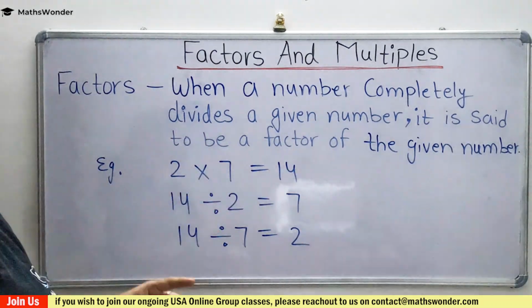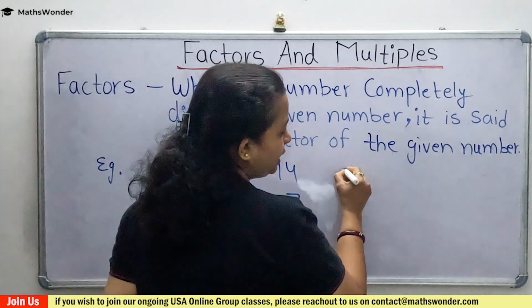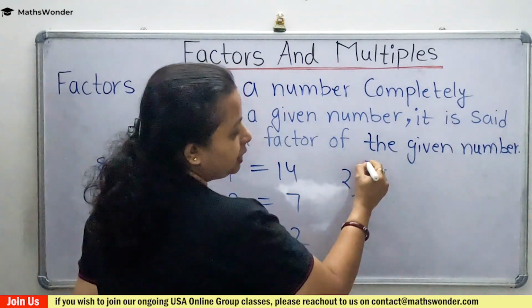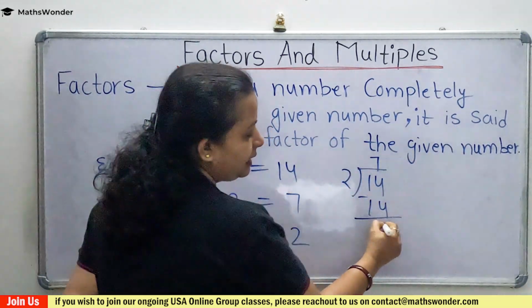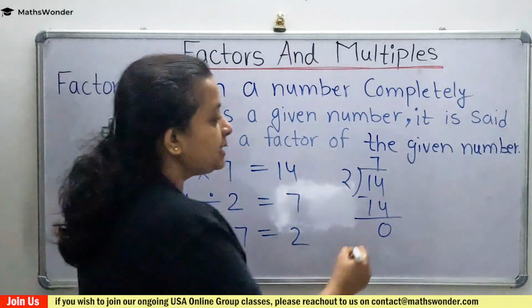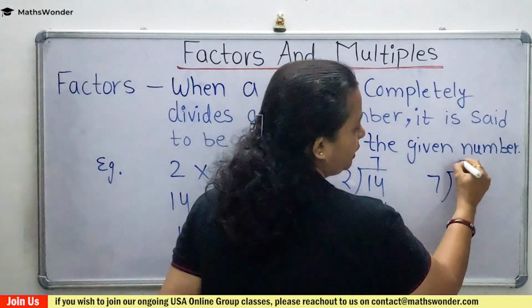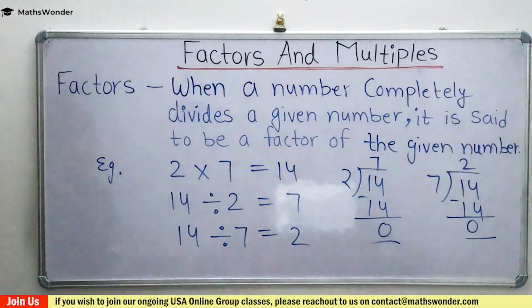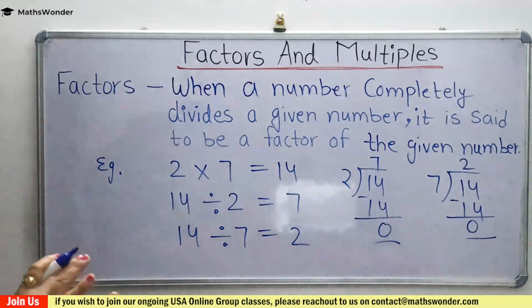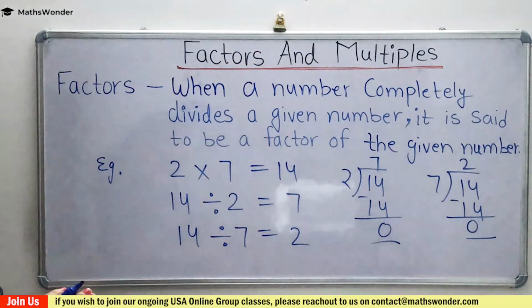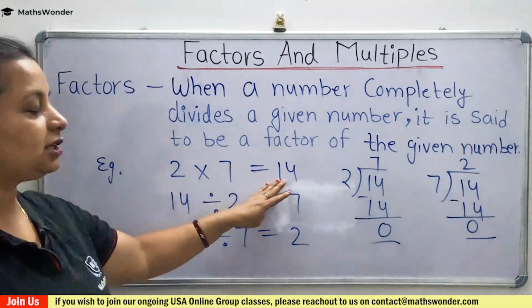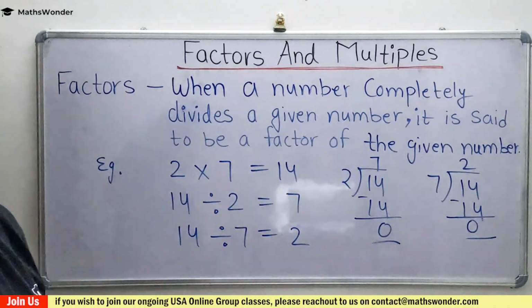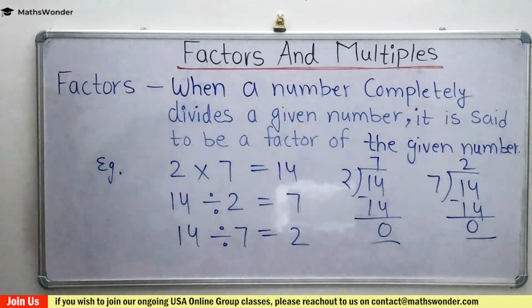Why can we say that? Because when you divide 14 by 2, 2 times 7 is 14. Is there any remainder? No, 0. Same if you divide 14 by 7, 7 times 2 is 14, and the remainder is 0. When the remainder is 0, that means it is completely divisible, and we can say that yes, 2 and 7 are the factors of 14. I will explain more questions in many ways, so you will understand.